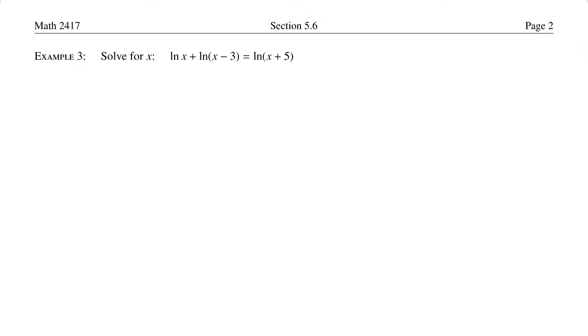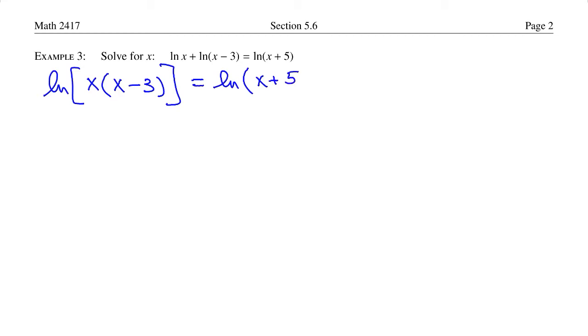Example 3, we get into a little bit of a harder one here. Solve for x. Natural log of x plus natural log of x minus 3 is equal to the natural log of x plus 5. We don't quite have the previous situation where we have log of something equal to log of something. But is there something I could do on the left to create a single log? Yes, I can combine them. Since they're added, I can multiply the arguments. So we get natural log of x times x minus 3 is equal to the natural log of x plus 5.